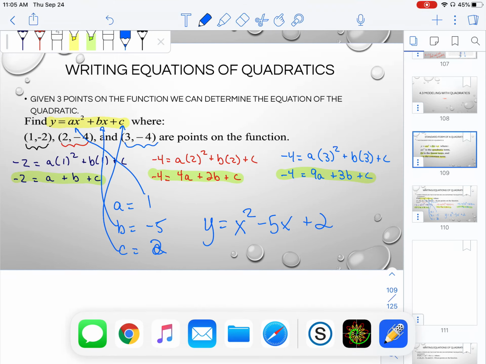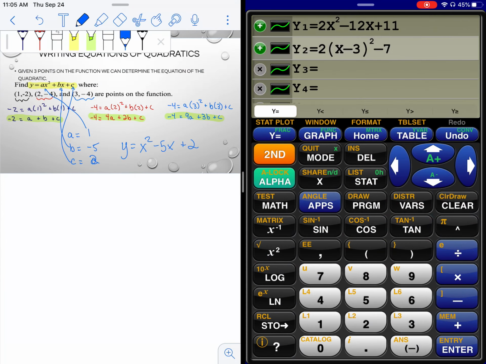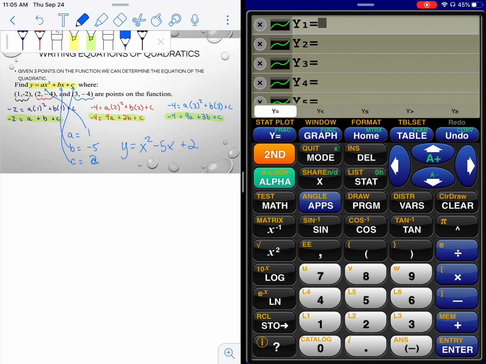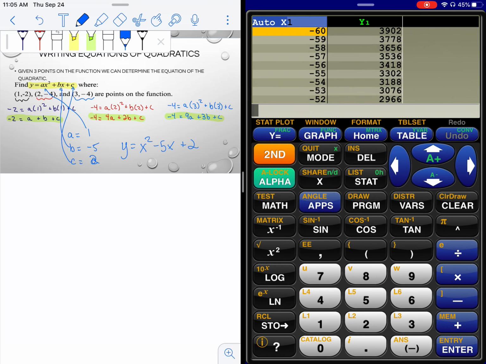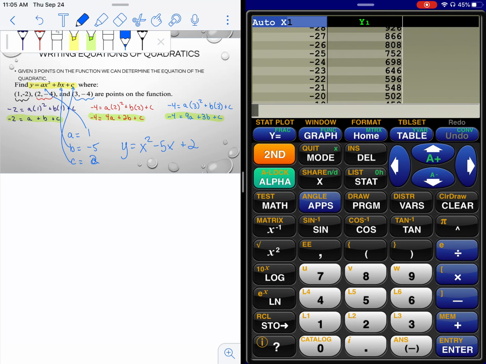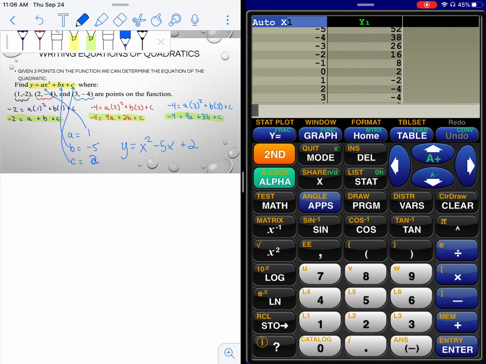If you go to your graphing calculator and you type that equation in, x squared minus 5x plus 2, and you look at your table, you should be able to see those 3 points. So the point 1, negative 2 is right here, 2, negative 4 is right here, and lastly 3, negative 4 is right here. So I know that my equation of my parabola contains those 3 points. I know I'm correct.